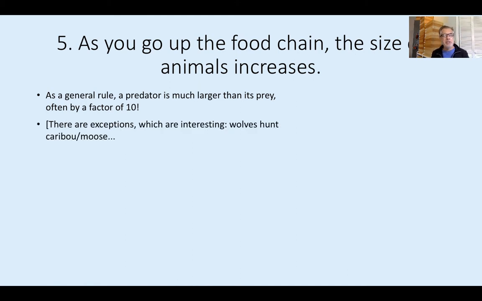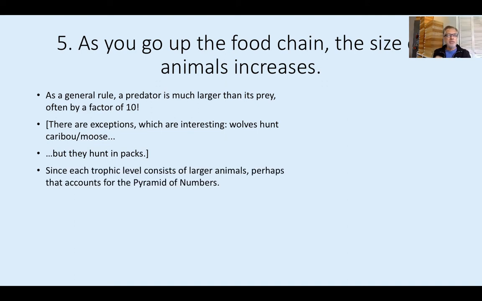Now, there are some exceptions, and these are rather interesting. For example, wolves hunt caribou and moose, which are larger than they are. Lions hunt elephants and giraffes, which are larger than they are. Can you figure out what's going on there? Yeah, they hunt in packs. So they make up for their small size by having a lot of animals attacking one larger animal. Since each trophic level consists of larger animals, perhaps that accounts for the pyramid of numbers. In other words, maybe there's the same amount of animal at each level, it's just they're larger, so therefore there are fewer of them because they're larger.